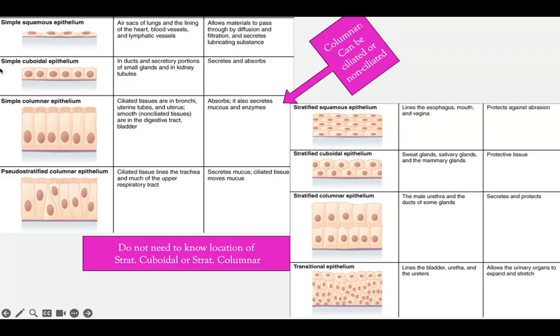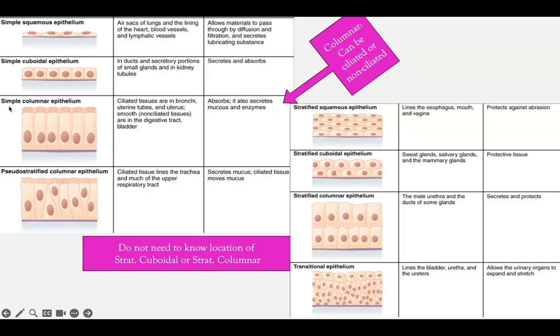The next one, simple cuboidal, one layer of cuboidal cells. These are going to be seen in glands and the kidney tubules. Kidney tubules is typically the location I look for when I'm asking where simple cuboidal epithelial tissue is located. And again, because it's simple, it's one layer, it's going to be secreting and absorbing.